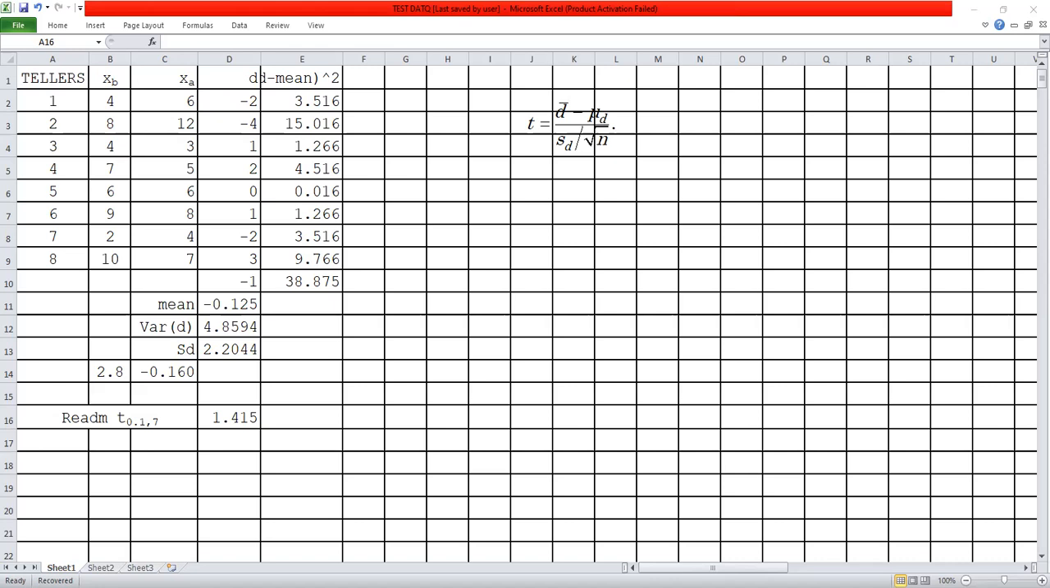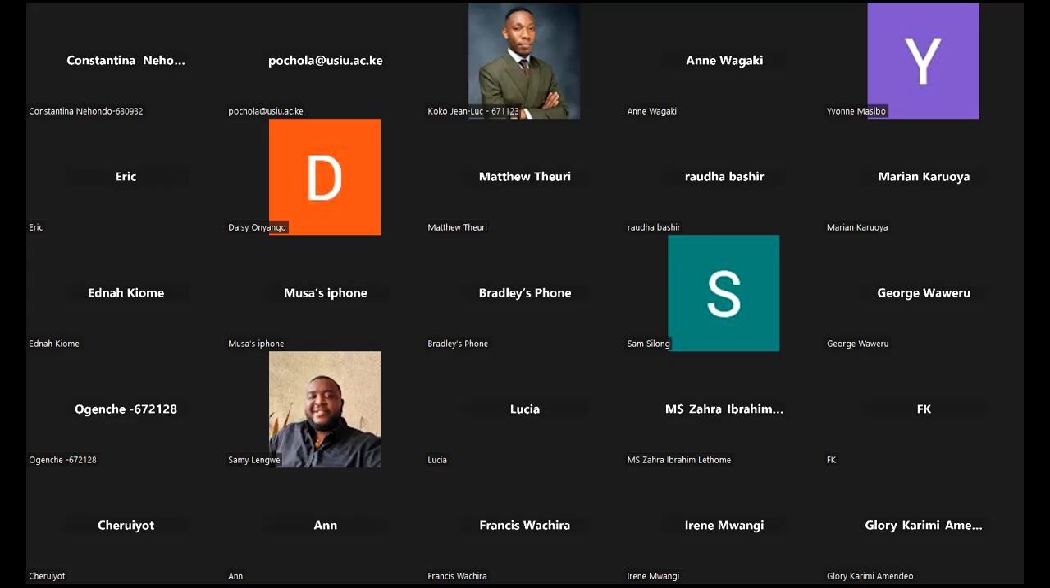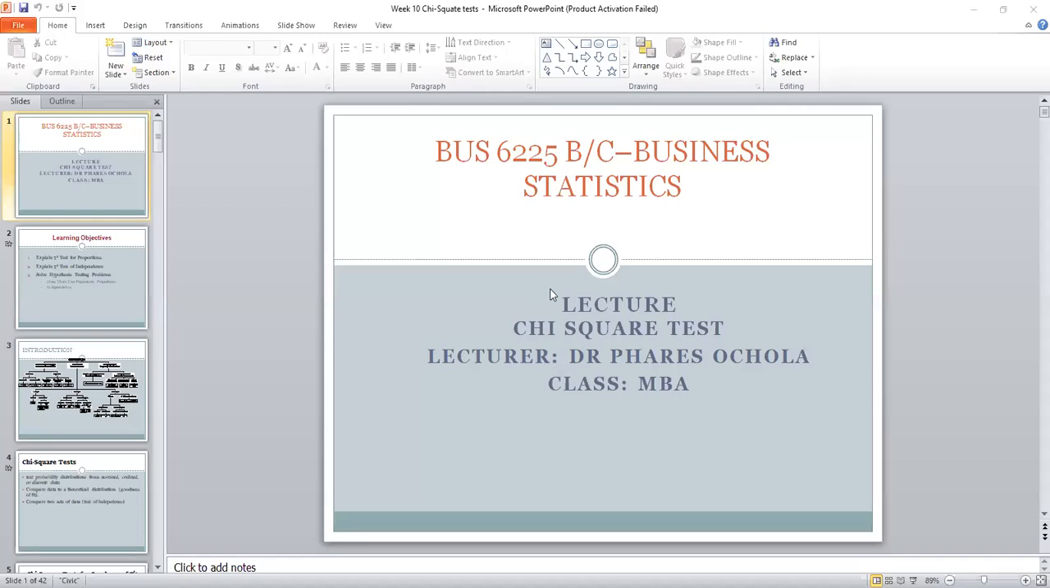Chi is a Greek letter. So chi-square, chi. That's the Greek letter chi. But this is the word chi, and that's not the symbol for chi. So this is a chi-square test.